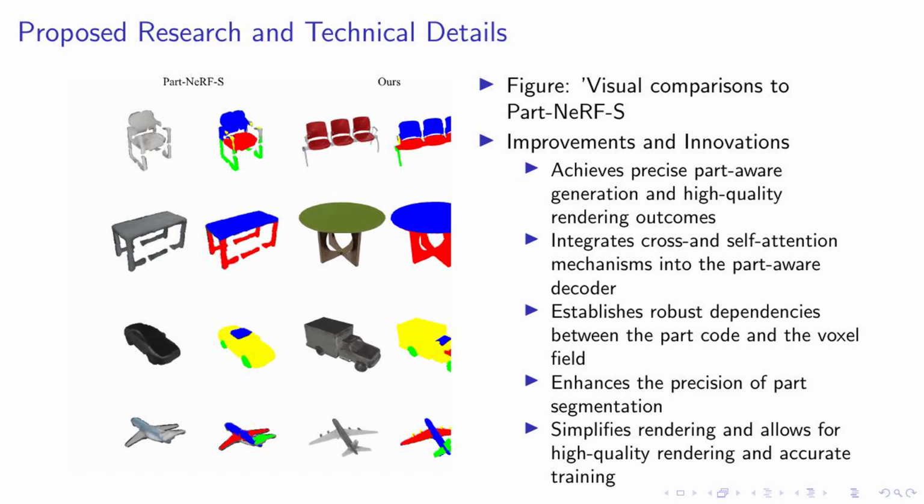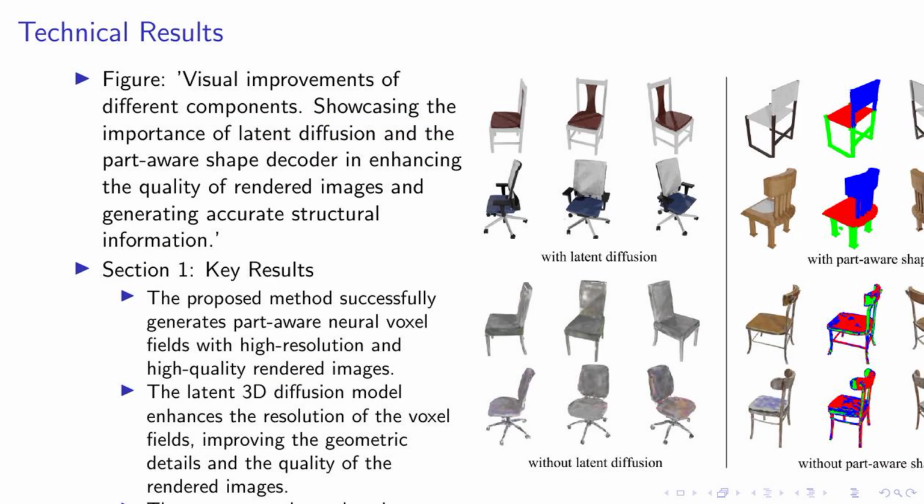with you. Moving on to our technical results, let's delve into the visual improvements brought about by different components of our method. As you can see in the figure on the right, both the latent diffusion and the part-aware shape decoder play crucial roles in enhancing the quality of our rendered images and generating accurate structural information. Our proposed method has been successful in generating part-aware neural voxel fields with high-resolution and high-quality rendered images.